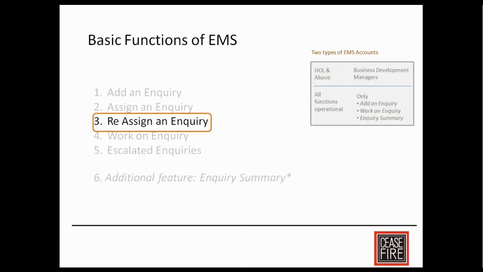Number 3, we have the reassign an inquiry tab. Now when as an HOL or RM you have assigned the inquiry to someone, you may later realize that you want to assign that inquiry to another person. This may be because the original person may have not worked on that inquiry for long, and you may want to take away that inquiry from him and give it to somebody else. Or you may simply realize that you have assigned an inquiry to a wrong person by mistake, and you may want to rectify that. So this tab allows you to do that.